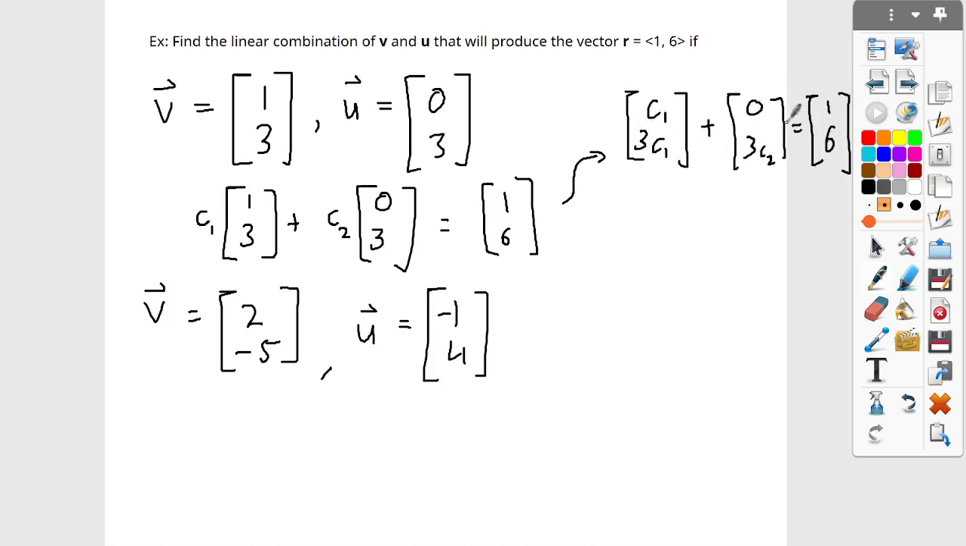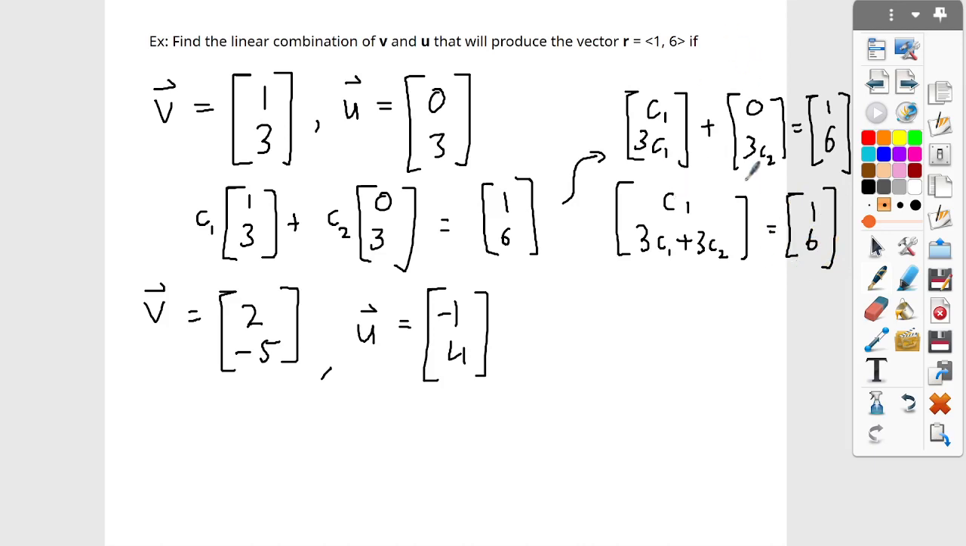So what does this mean? Now you can add them together. You can add their components. So you'll get C1, 3C1 plus 3C2 is 1, 6. So just by equality, the tops have to be equal to each other and the bottoms have to be equal to each other. So what does this mean?